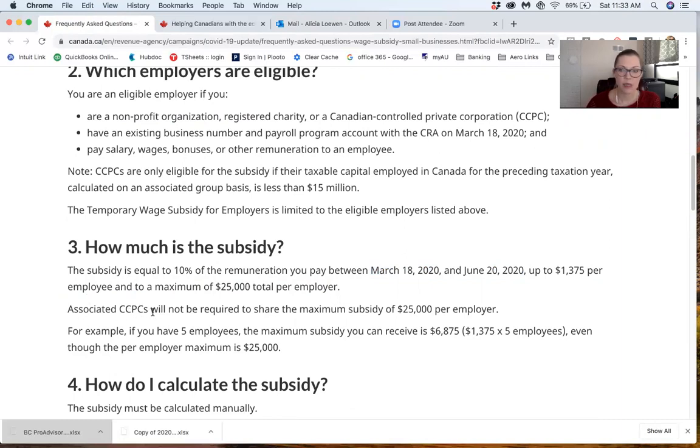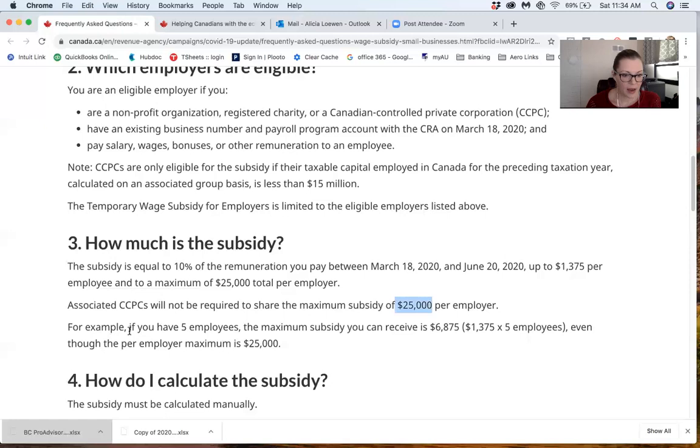Associated CCPCs, that's Canadian Controlled Private Corporations, will not be required to share the maximum subsidy of $25,000 per employer. Associated CCPCs are when you have more than one incorporation that you're a part of. It's saying they're not required to share the maximum. So you may be running two different corps, and each of your corps will be able to use this. They can each have a max of $25,000.